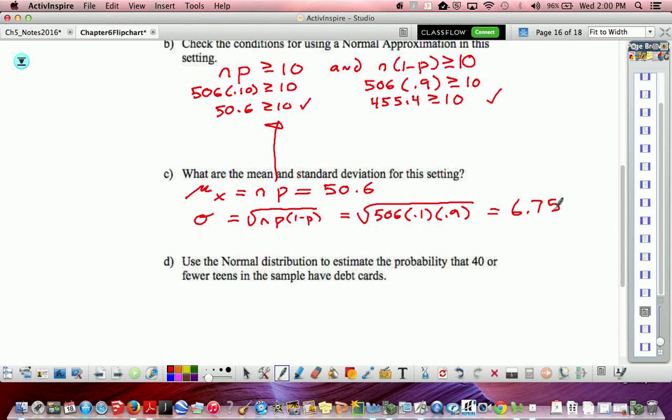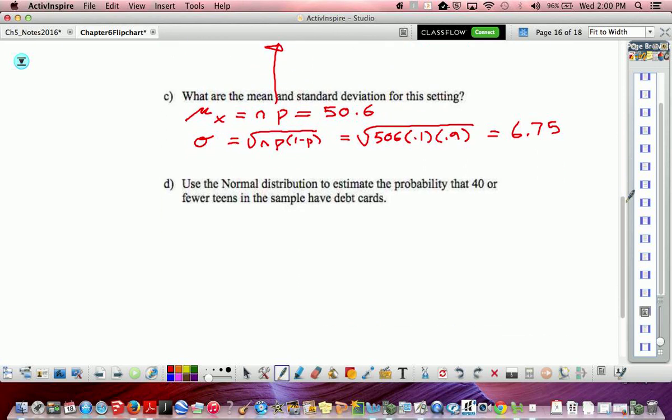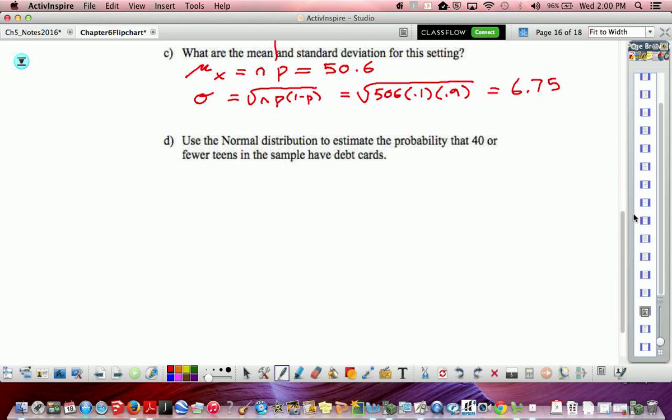I always will. Alright, so now I have my mean and standard deviation. It says here, use the normal distribution to estimate the probability that 40 or fewer teens in the sample have debit cards.